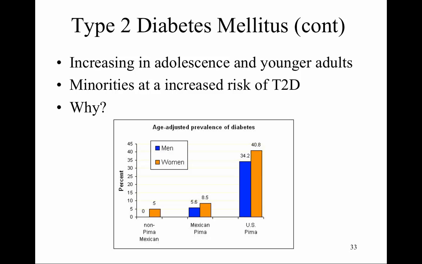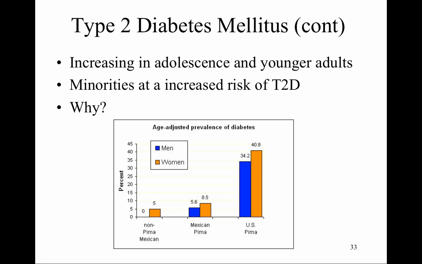To give you an idea of this, it goes back to the concept of genetics and diet interaction. We talked about how we're all genetically different and respond to diets differently. And this is really the hallmark study. These are Pima Indians, who are native to Mexico. If you go to Mexico, their prevalence of diabetes in men and women is between 5.6% and 8.5%. For non-Pima Mexicans, I don't know why it's not zero here, but it's low. It's fairly comparable.